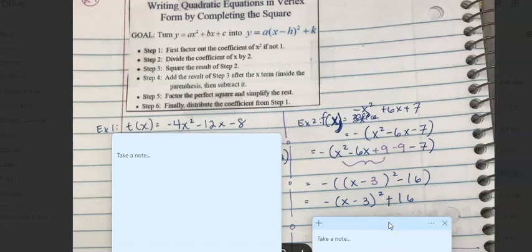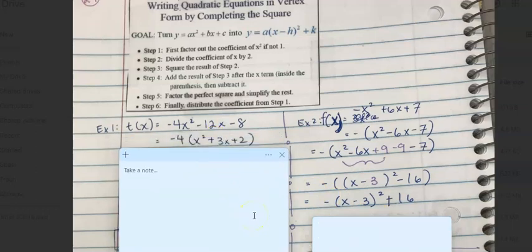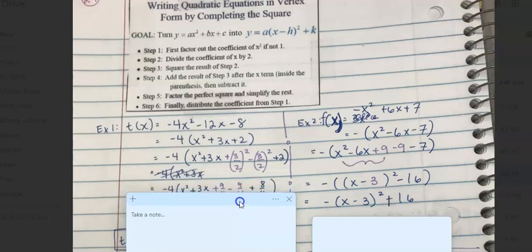I'm now going to move to example 1. So if I start with step 1, moving out the GCF of negative 4 from everything, I get x squared plus 3x plus 2 inside parentheses. If I move to step 2, take half of the b term, which is going to be 3 in this case. Half of that is 3 halves. My tip here is to leave fractions as such. Instead of taking 3 and dividing by 2 to get 1.5, leave it as 1/2 of 3 or 3 over 2. Because when I go to square that in step 3, that is a very easy thing to square.